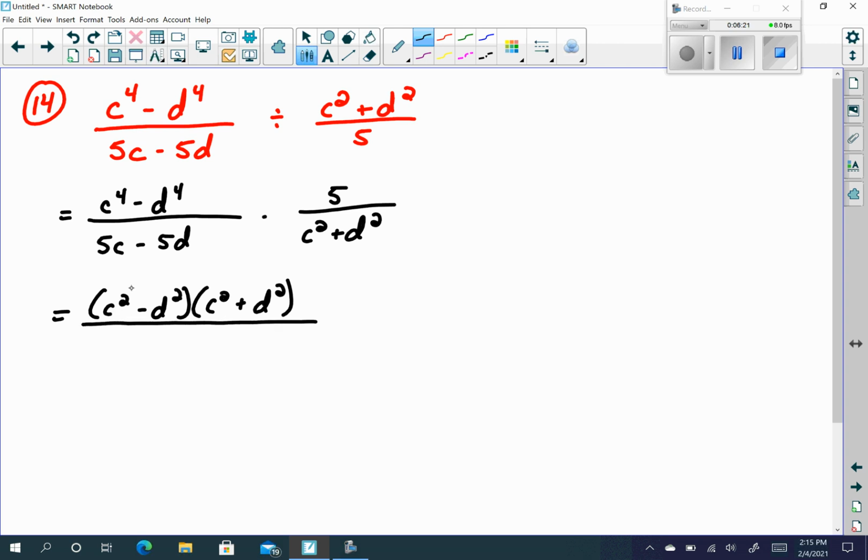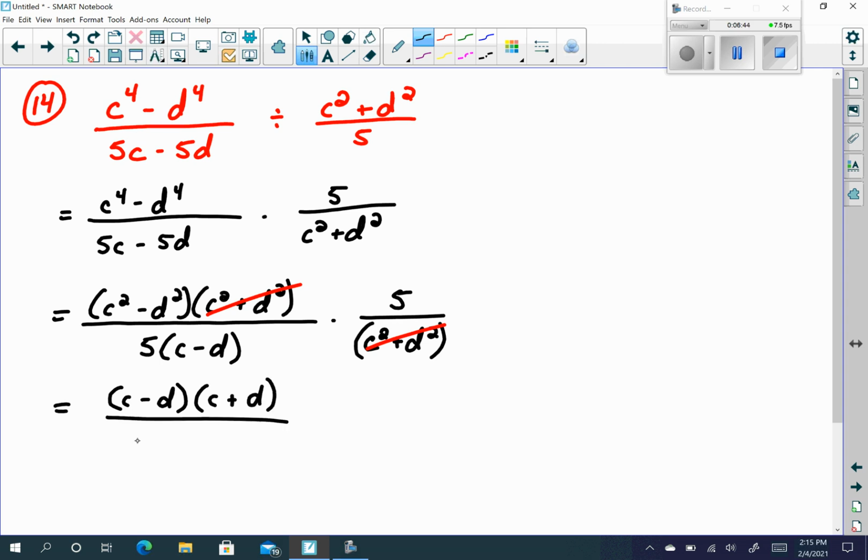I could factor out a GCF of 5 in that denominator, c minus d. Nothing I can do with the 5 here, and there's nothing I could do with c squared plus d squared. In fact, what we could do with it now is they match here, so I could just cross them out so I don't have to keep rewriting them. Now I'm going to factor the c squared minus d squared, so that factors into c minus d, c plus d, another difference of squares, all over 5 times c minus d, and then this is just times 5 over 1. So we still cross out, we could cross the 5's out, that's nice, cross out the c minus d's, and we are left with c plus d.